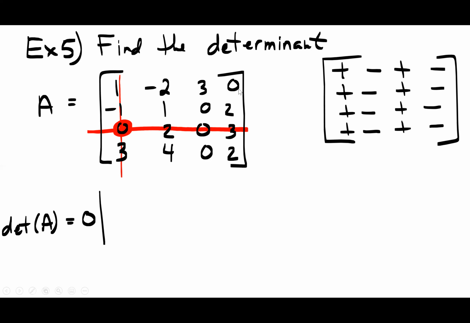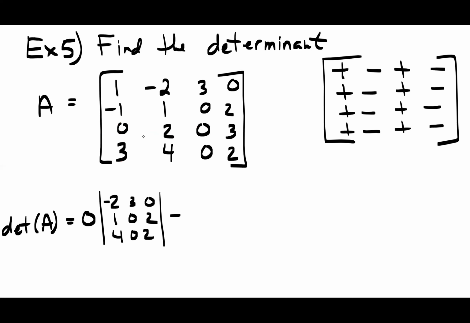Just make sure your numbers are correct, because that's the next thing that could be a problem. So how about -2, 3, 0, 1, 0, 2, 4, 0, 2. Awesome. Okay, minus sign. Don't forget the rule of signs. Minus sign, and we move on to the next one. The next one was going to be this 2 here. So I'm going to cross out that column, cross out the row, and all yours to put that together here.